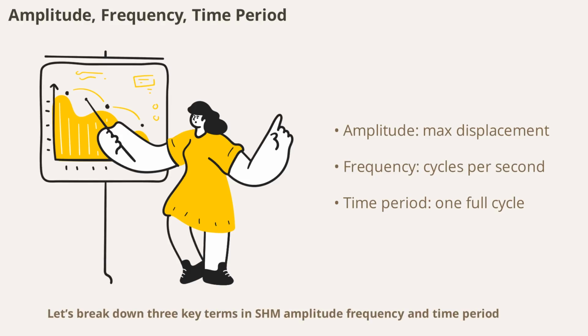Let's break down three key terms in SHM: amplitude, frequency, and time period. Amplitude is the maximum displacement from the equilibrium position. Frequency is the number of oscillations per second, measured in Hertz, Hz. The time period is the time taken for one complete oscillation. These quantities are interconnected. The frequency is the reciprocal of the time period. Understanding these terms helps us describe and compare different oscillatory systems, whether it's a pendulum or a vibrating string.